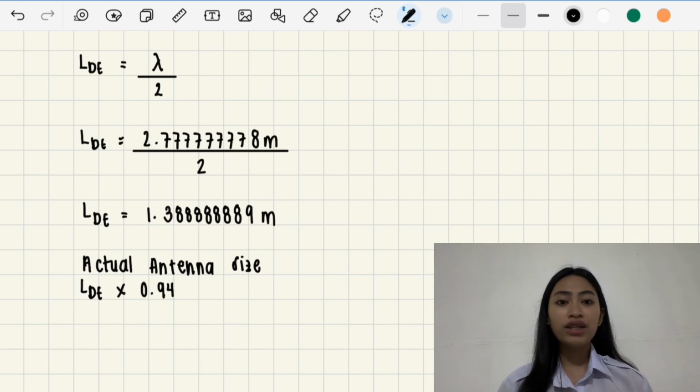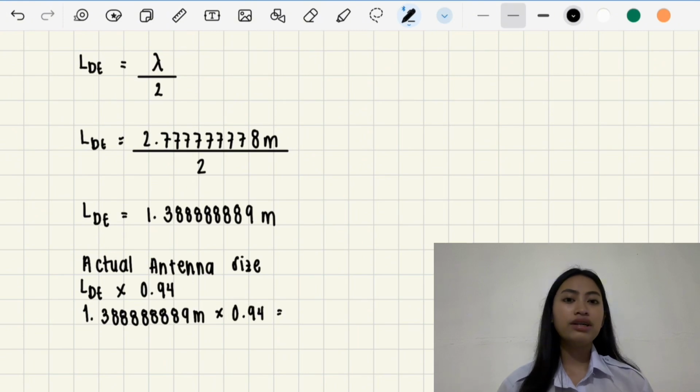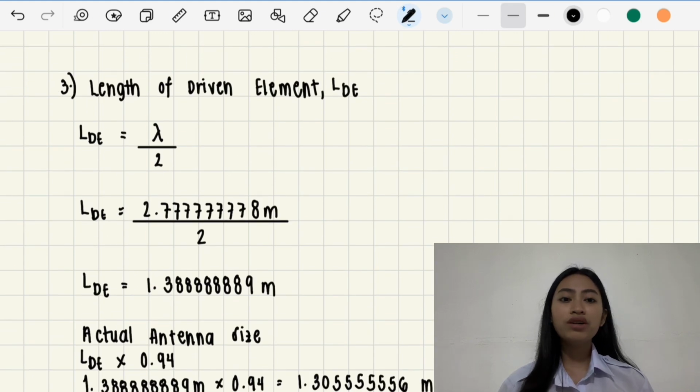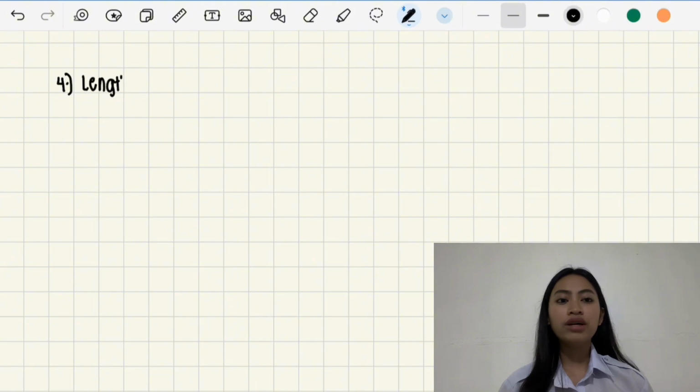To get the actual antenna size, the formula would be LDE multiplied by 0.94. To substitute the values, 1.388888889 meters times 0.94. Then the answer would be 1.305555556 meters.